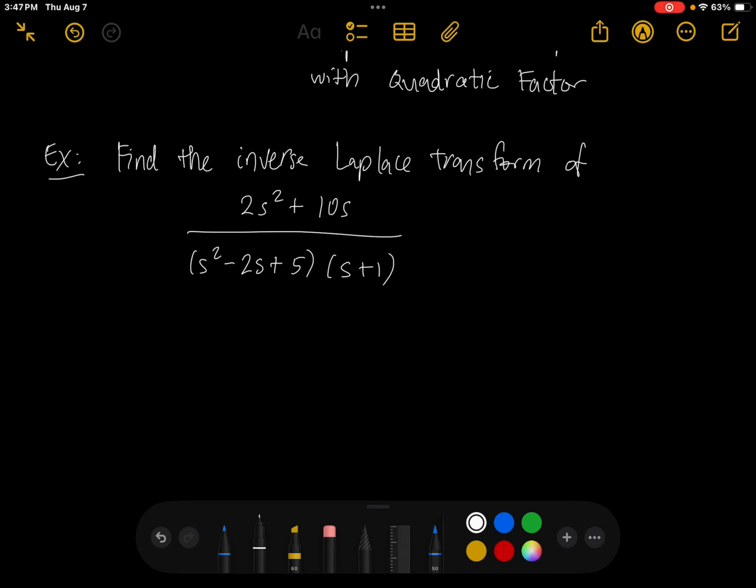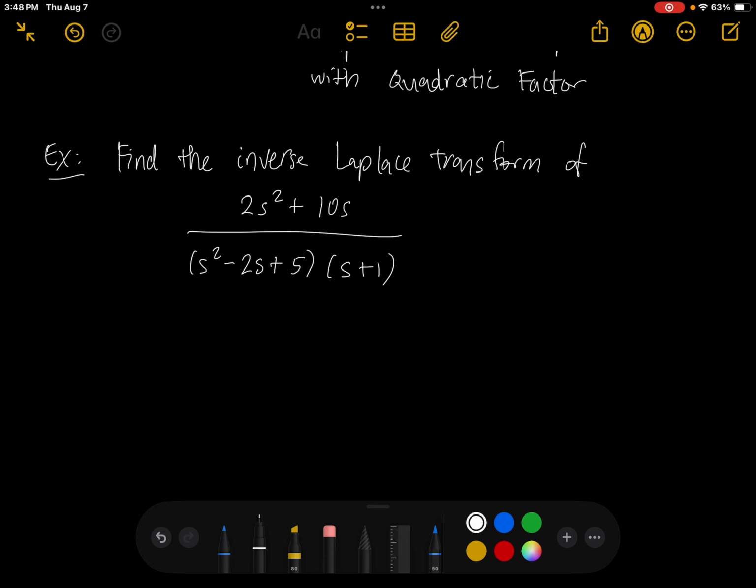So I look at this, I'm trying to find the inverse Laplace transform of this. And I look at the denominator, s squared minus 2s plus 5. Does that have any real solutions? If you set that equal to 0, do you get any real roots? No. One way to see it is to use the discriminant. If you look at the discriminant of this quadratic, that's b squared minus 4ac.